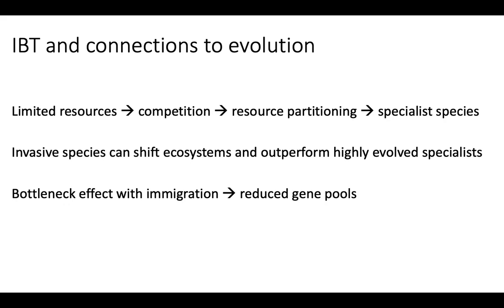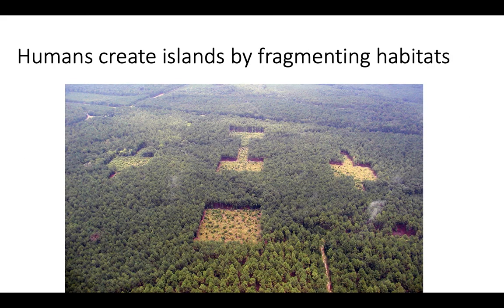Lastly, when we look at immigration to islands, we see inherently a bottleneck effect, which means that islands are starting with a reduced gene pool, which means that evolution can happen at much faster or higher rates. And the last thing I want to leave you with, and we'll talk about this in class next time, is that humans have a huge impact on fragmenting habitat and formation of islands, not just through man-made islands, for example, but like I said earlier, development of neighborhoods, deforestation, farmland, etc.